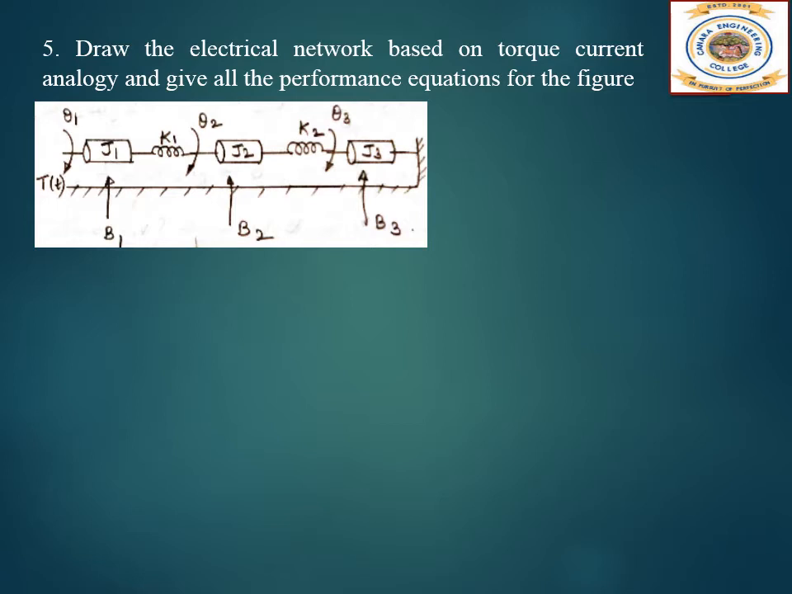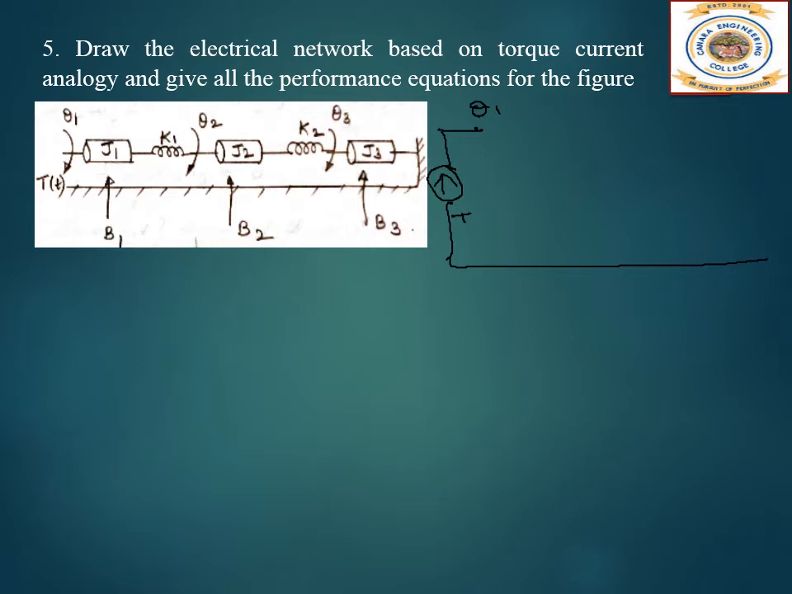So here in this question we have to draw the electrical network based on the torque current analogy. So first step, as you all know, we need to draw the equivalent circuit. So here we have theta 1, theta 2 and theta 3. We have 3 nodes. So I'll just write the nodes here. Theta 1. So theta 1, what is connected? First one is input. So it is T of t, the torque.